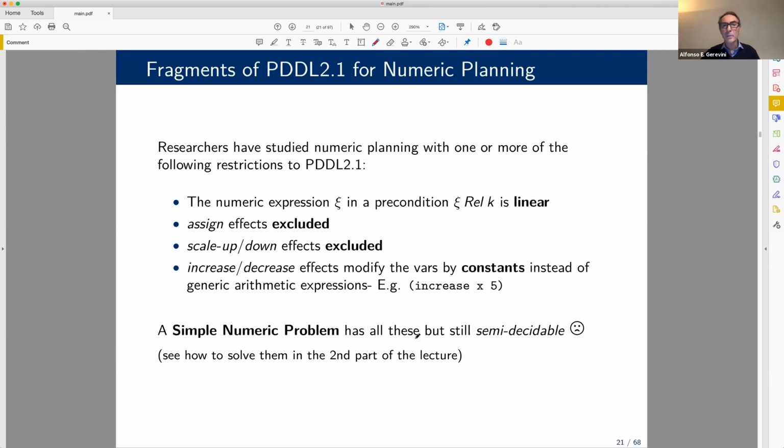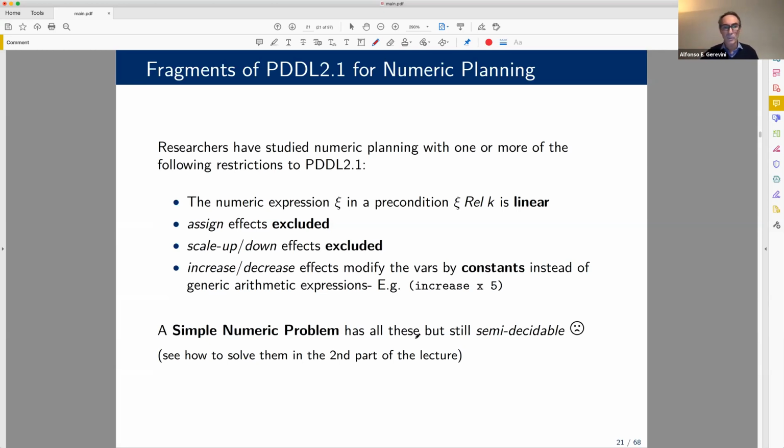There are other interesting fragments that researchers have investigated, because we want to design algorithms that are effective, that are fast, and that can generate plans of a reasonable size. So we start by restricting the language and try to solve the problem, at least for this restricted class of problems. There are various kinds of restrictions. A particular class of restriction is called simple numeric planning problems, which will be discussed in the second part of this talk. Unfortunately, even this restriction is semi-decidable, but here we have algorithms that can find a plan when the plan exists, and to some extent also prove when it does not exist, but not in general, because the problem is not decidable.